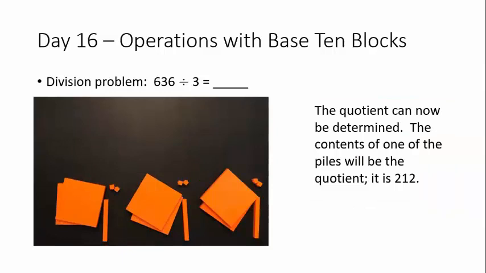The quotient can now be determined. The contents of one of the piles will be the quotient. The quotient is 212. Notice that there are 2 flats, 1 rod, and 2 units in each pile.